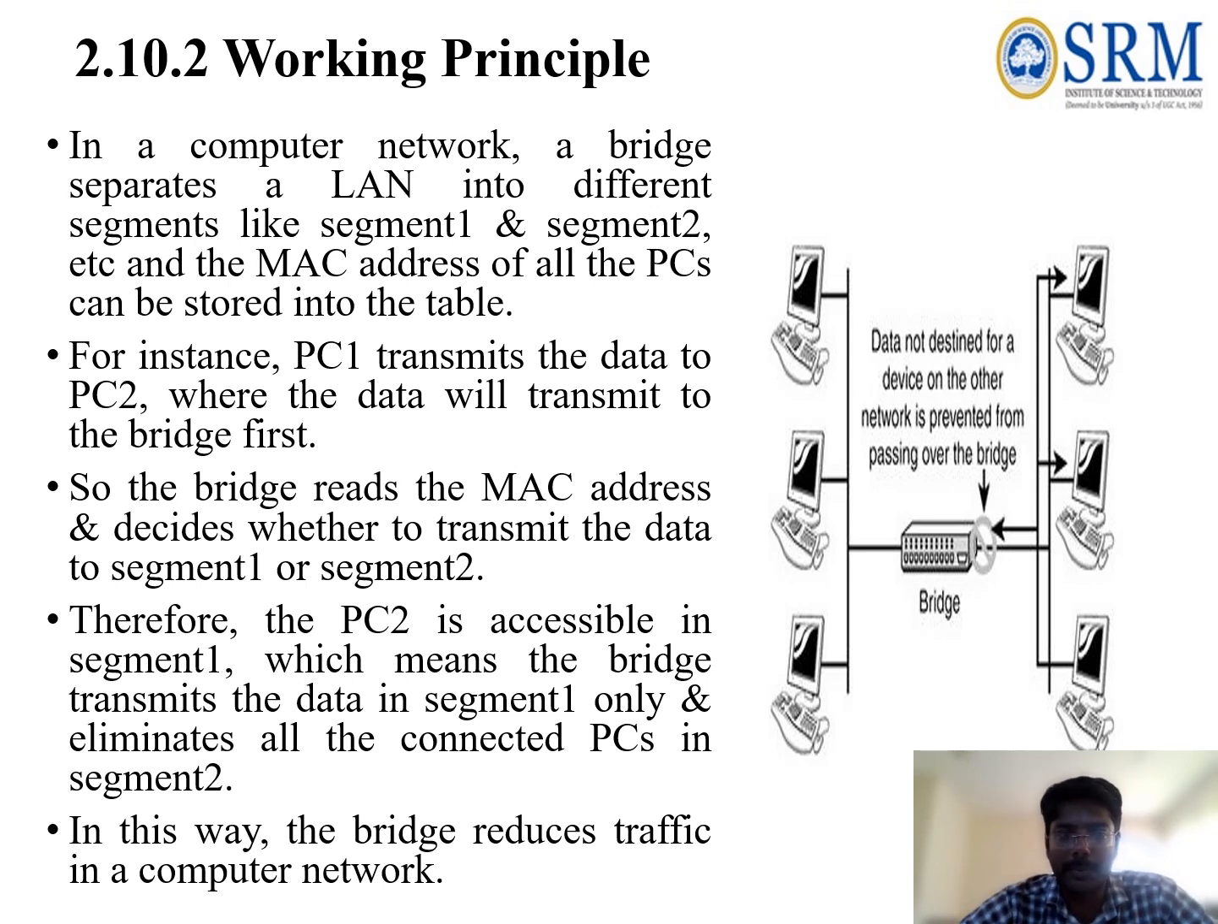In a computer network, a bridge separates a LAN into different segments, like segment 1 and segment 2. How are we going to connect segment 1 to segment 2? We are using a device called a bridge. If any PC wants to be connected from this LAN to this LAN, we can use the connecting device called a bridge. The bridge reads all the input through the MAC address and decides whether to transmit the data from segment 1 to segment 2.